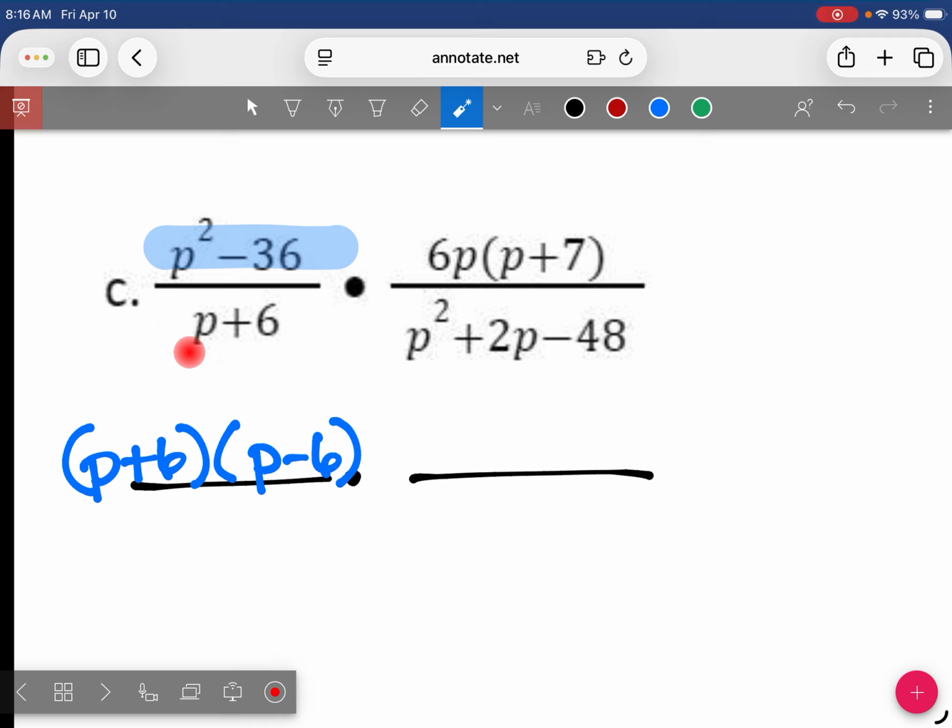My denominator doesn't have a GCF, and I can't factor it, so I'm just going to write it as it is, no changes. They've already factored out the GCF, no changes.